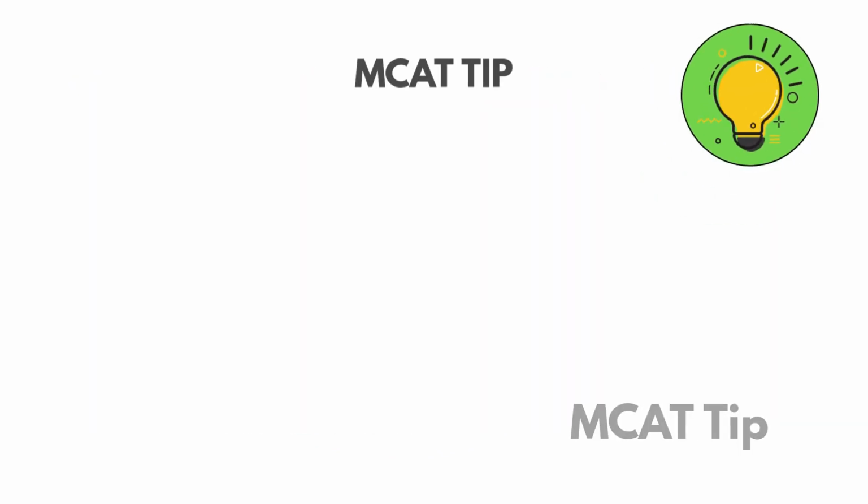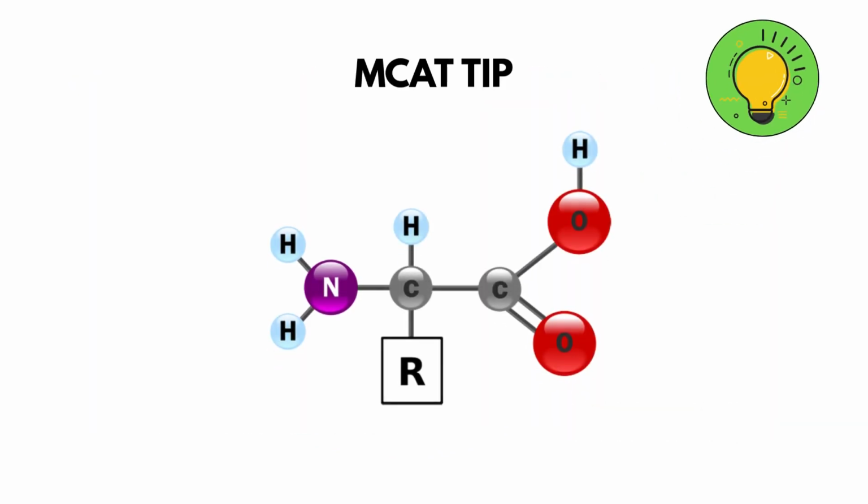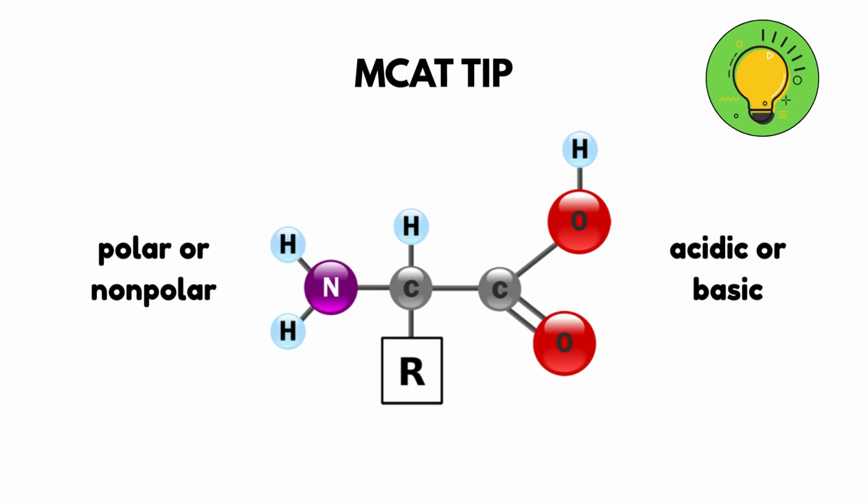MCAT tip: know your amino acids cold. Their structures, whether they're polar or nonpolar, acidic or basic. This knowledge is tested directly in discrete questions and indirectly in biochemistry passages. It's one of the most efficient study investments you can make.